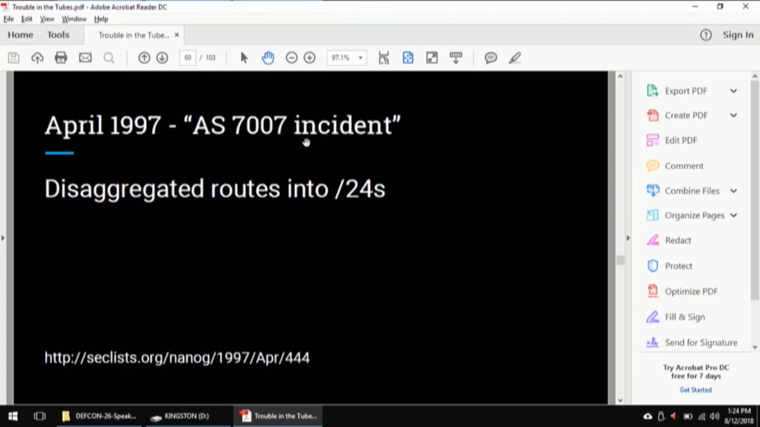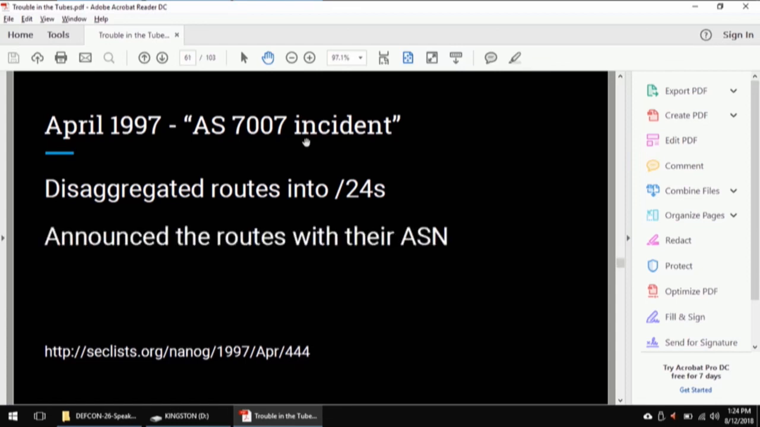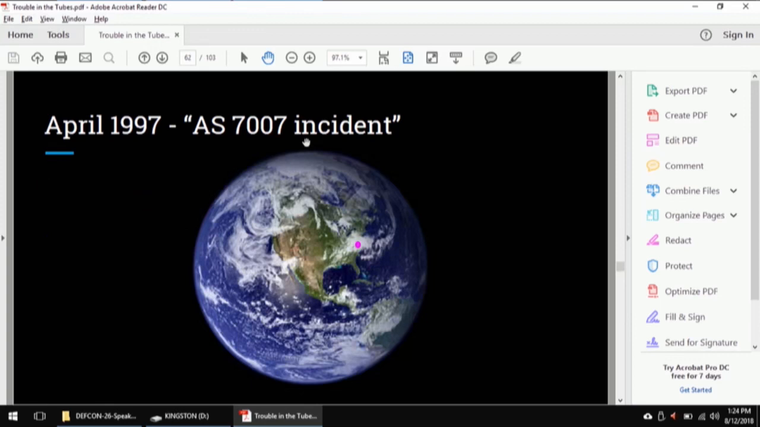An early example of this, in 1997, the AS7007 incident. A network disaggregated all their routes into /24s, threw their own autonomous system number on it, and then advertised that out on the internet. So now that it's 2018, we can do a high-tech computer simulation of what happened to internet traffic on that day. So here, that little pink dot is the AS7007. I think it was in Virginia. They announced their routes, and all the internet traffic started going to them. They also apparently turned into the Death Star.